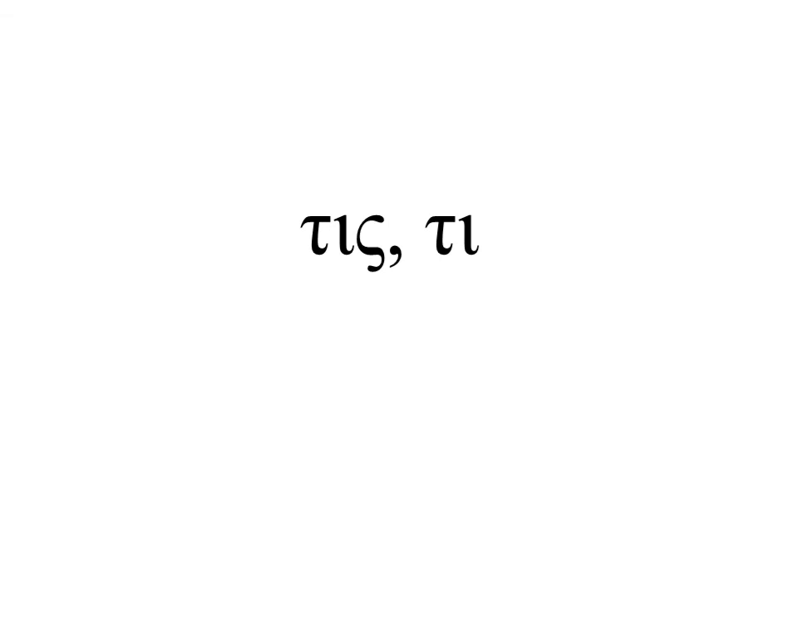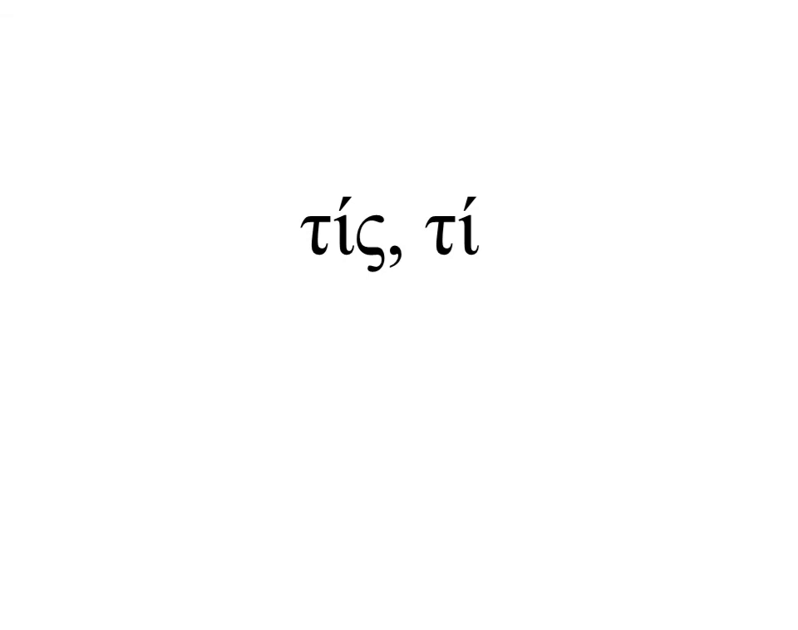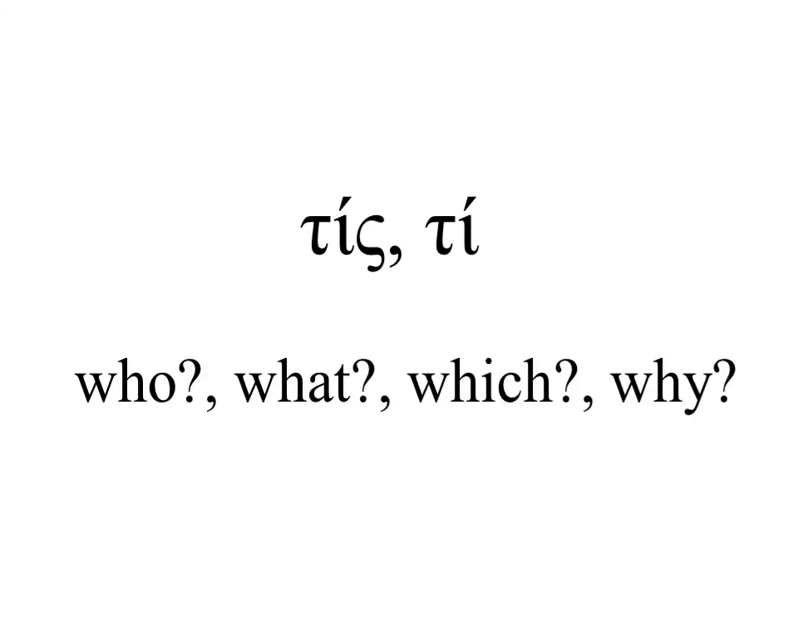Tis, ti. The stem is tin. There is no accent on the first syllable, so this is an indefinite pronoun. Someone or thing, certain one or thing, or anything. Tis, ti. Pronounced the same way as the previous one, this is the interrogative pronoun, and we know this because the accent is on the first syllable. The interrogative is who or what, which or why.